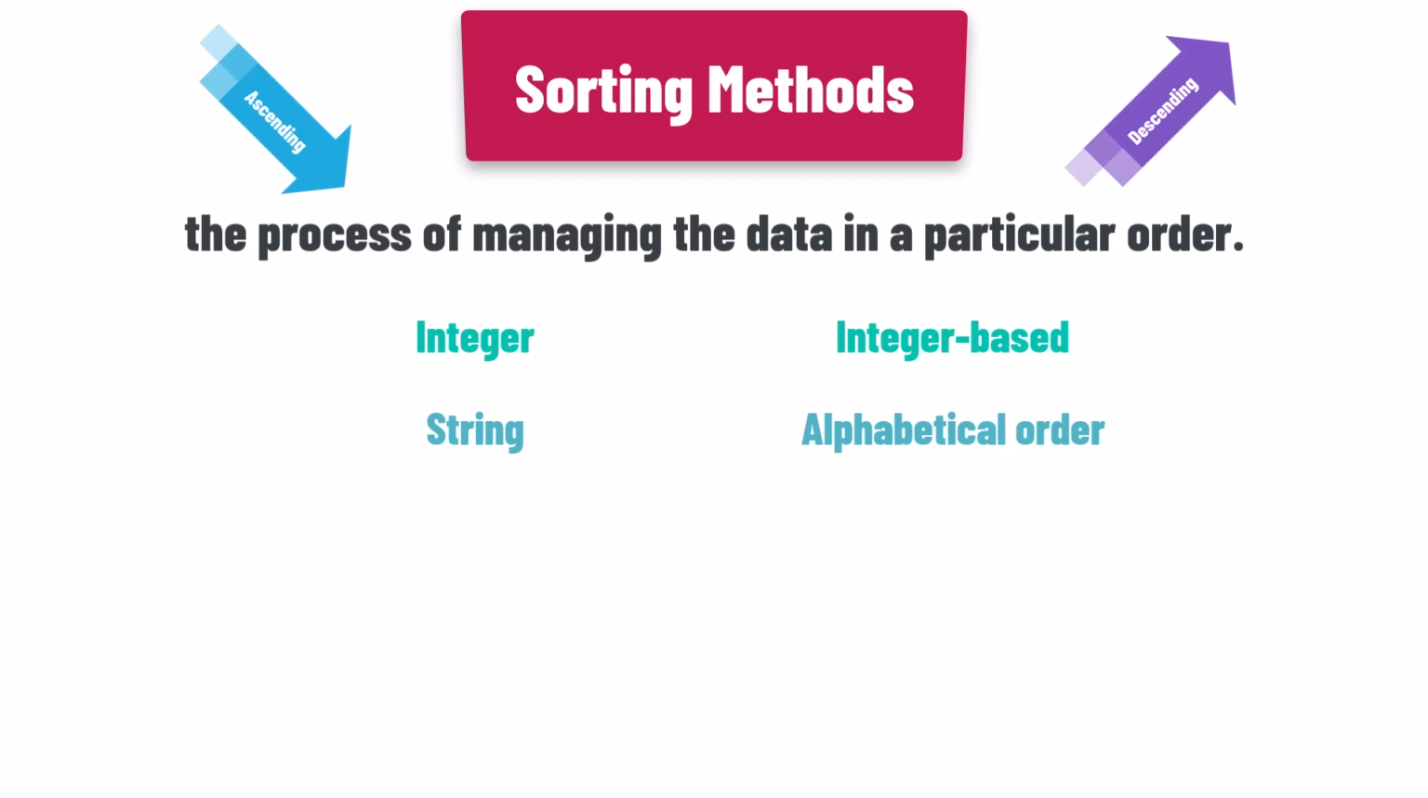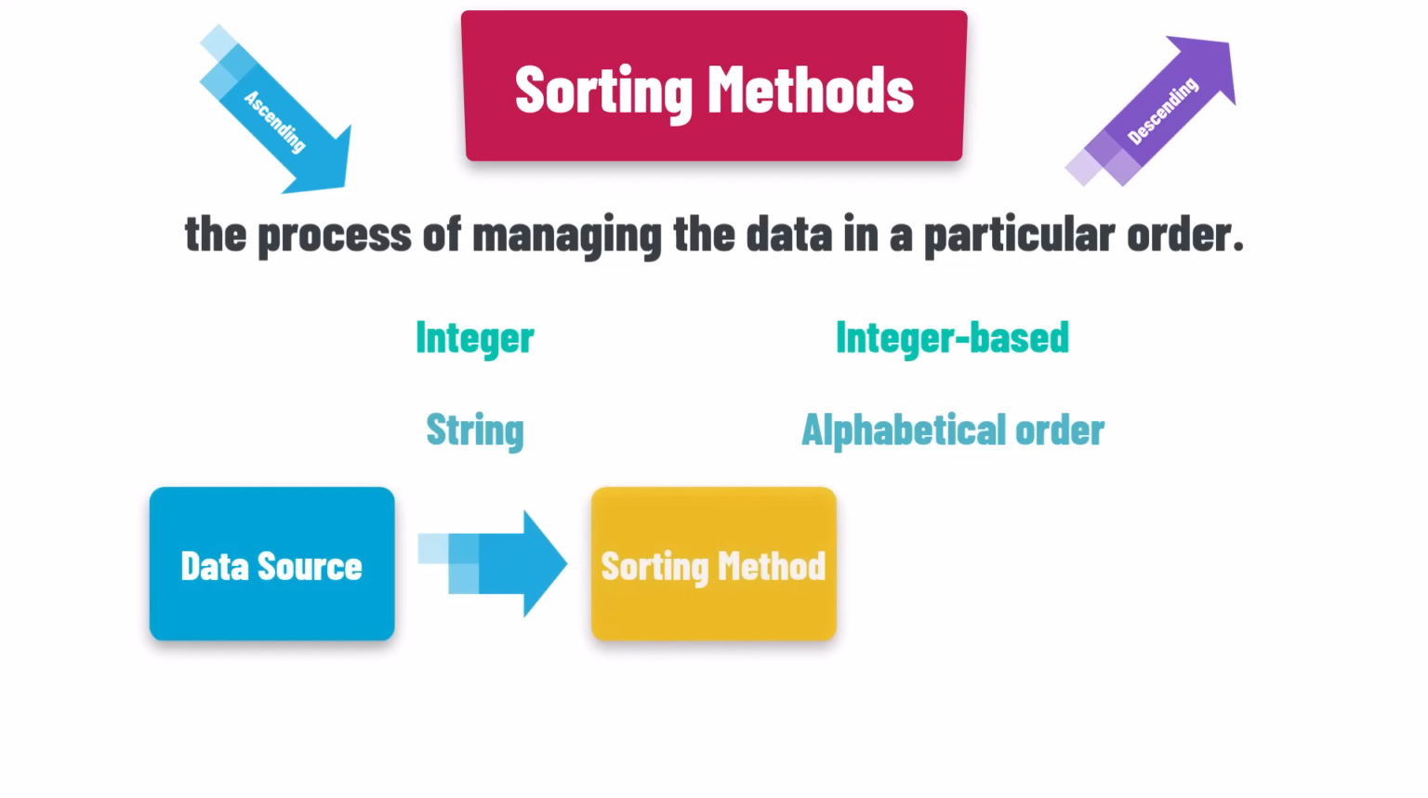In summary, we have a data source consisting of different elements. We set a sorting method to sort the data in a specific order. As a result, the same data source will be sorted. This can be either in ascending or descending. This is what does sorting mean.